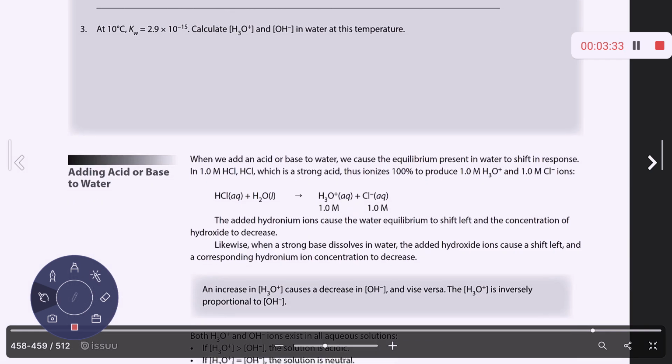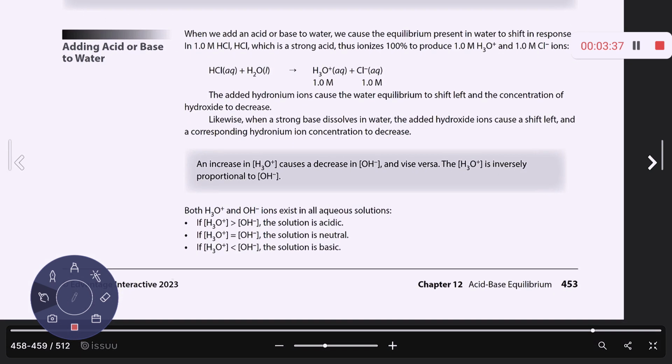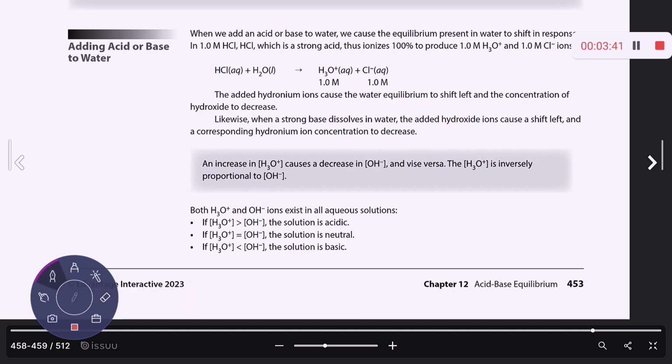And I'm going to come down here to adding acid or base to water. So when you add acid or base to water, that causes a change in the hydronium and the hydroxide ion concentrations. So if you increase the hydronium ion concentration by like adding an acid to water, like let's say we add vinegar, which contains acetic acid, it will cause a decrease in the hydroxide ion concentration and vice versa.